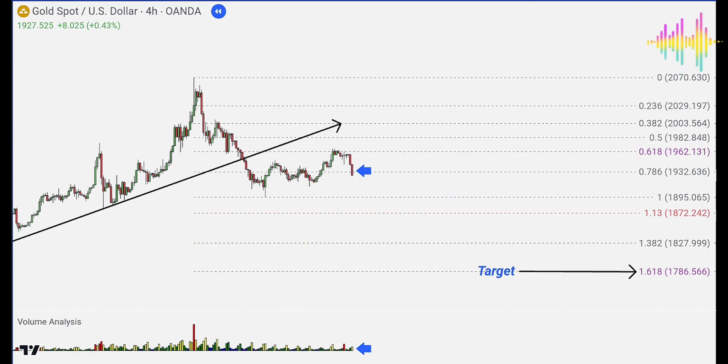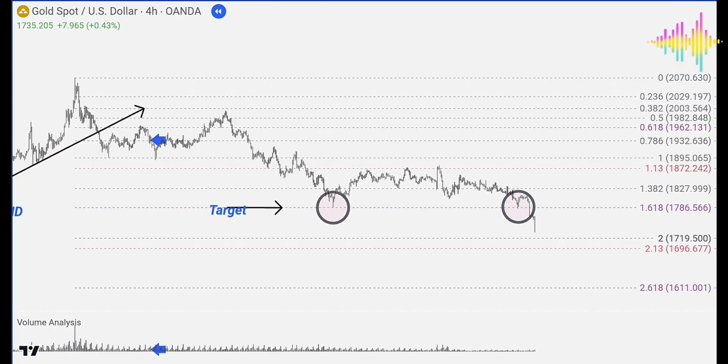Alternatively, a 50% profit can be taken, and the 2.13 coefficient can be set as the second target. As you can see on the screen, although the price formed a double bottom pattern by testing the 1.618 level twice, it continues to move lower towards the 2.13 level.